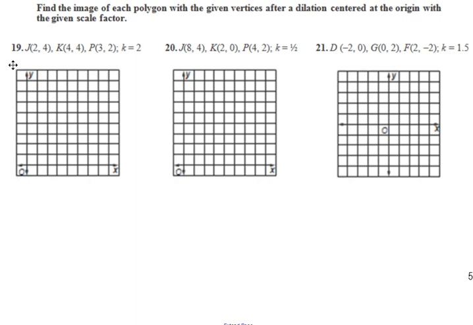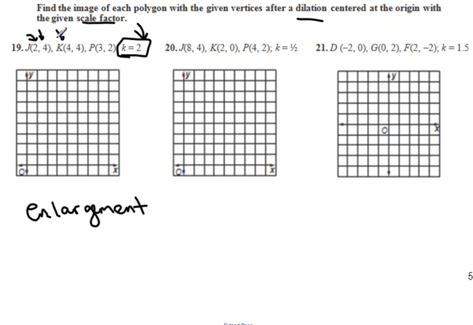And finally, number 19, we want to find the image of each polygon with the given vertices after dilation with the given scale factor. So basically the scale factor, well, here the scale factor is 2, so that means that our image should be getting bigger because it's a scale factor greater than 1. And all we have to do here is take our scale factor and multiply it to each of these coordinates, because each of these coordinates is going to increase by 2.